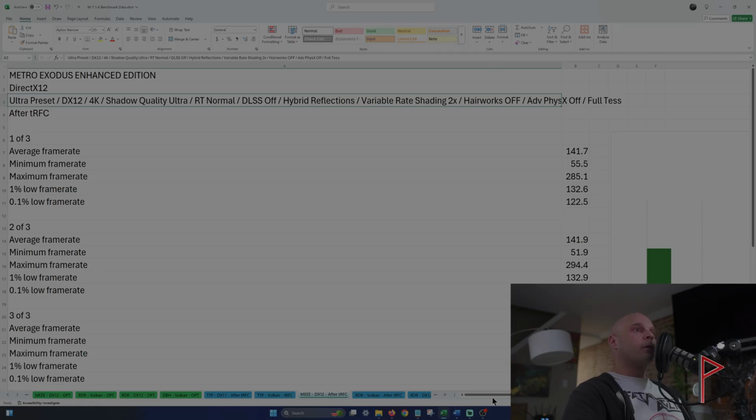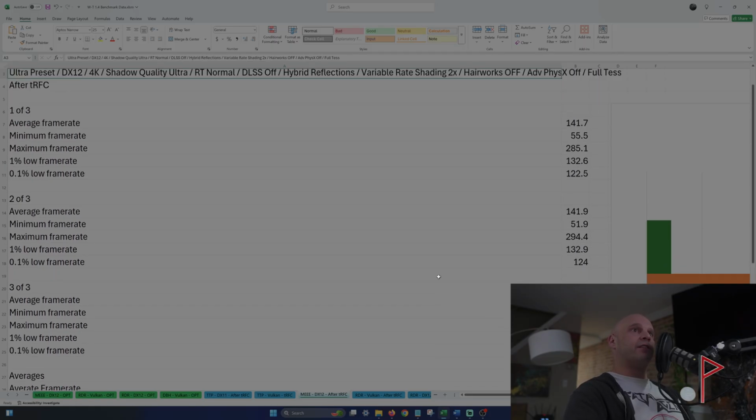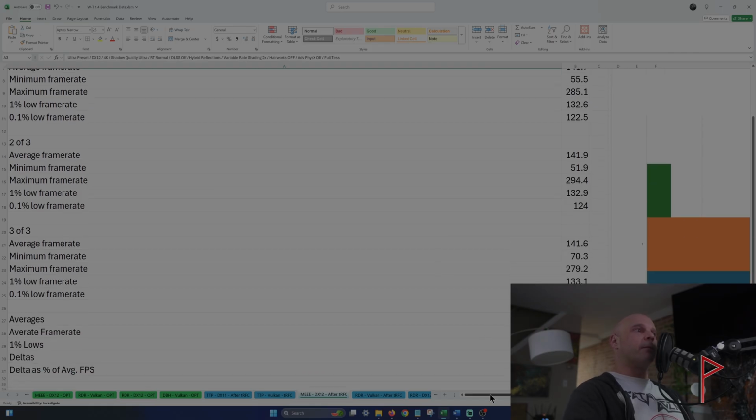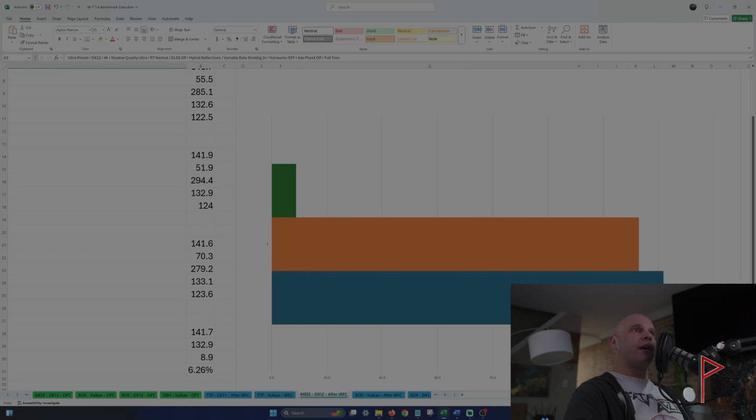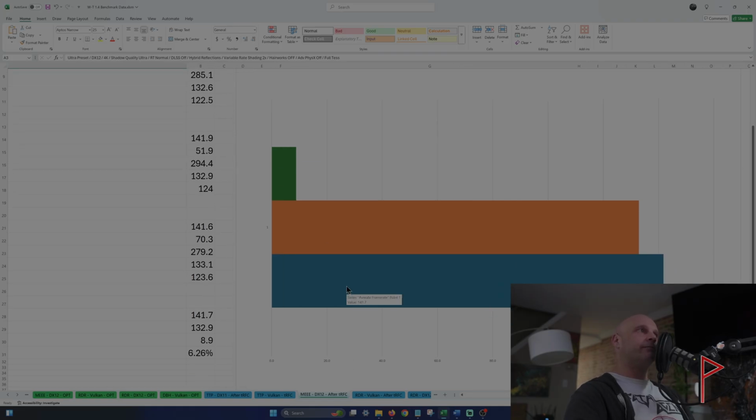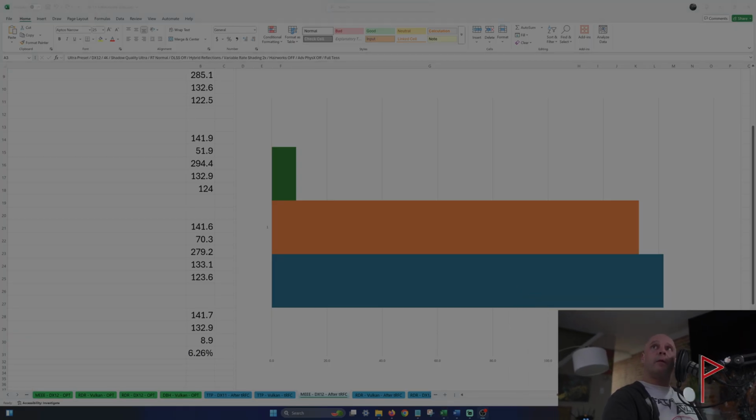Okay. So there you get some of these, and full tessellation. So you get a sense of some of these settings. Metro Exodus, DirectX 12, after the tRFC adjustment. Look at that. Look at that delta. Look at these 1% lows. That's like I said. And this is actually close to the original tune because these tRFC and tREFI settings were baked into the original tune. So you could see what they do here.